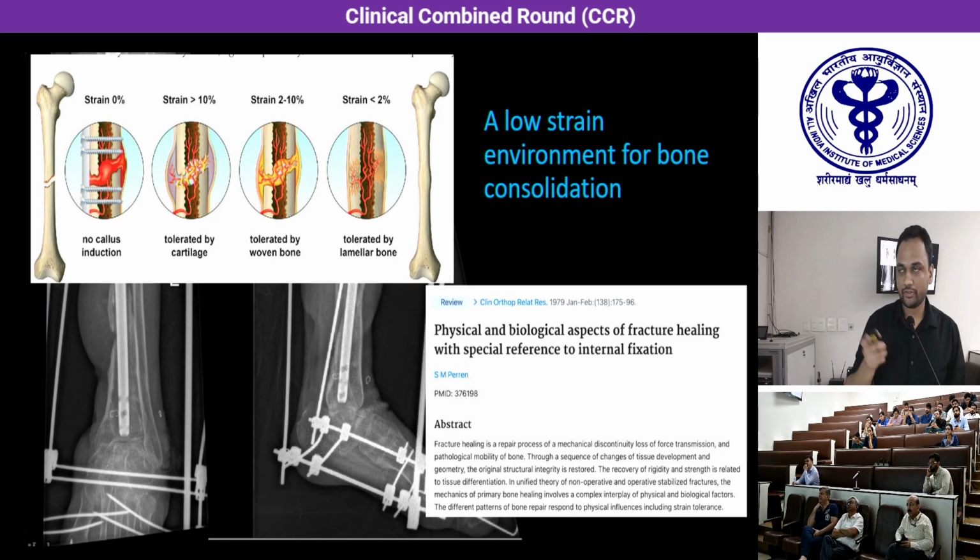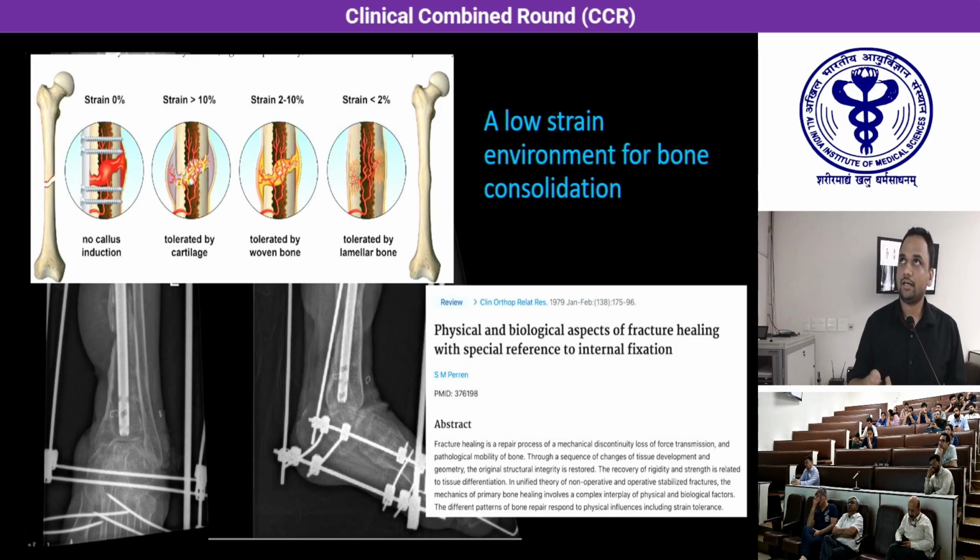For this, I would like to review a paper by S.M. Perrin in which he demonstrated that different types of tissues are formed when there is different levels of strain across the fracture site. Strain typically means the amount of motion in between the fracture site. So if the strain is 2 to 10%, a woven bone will be formed. If the strain is less than 2%, a lamellar bone would be formed.